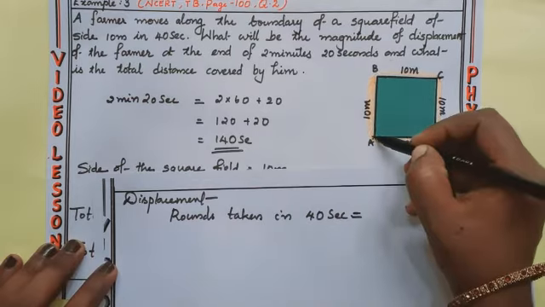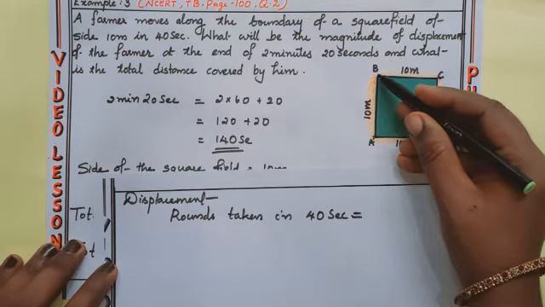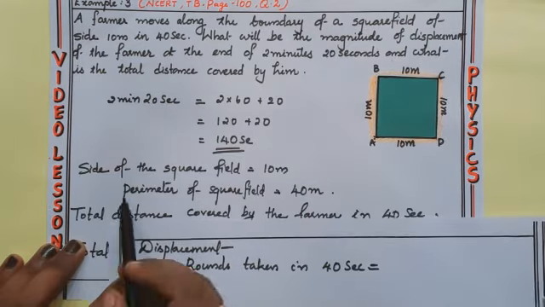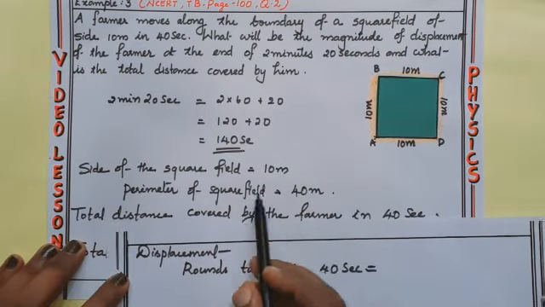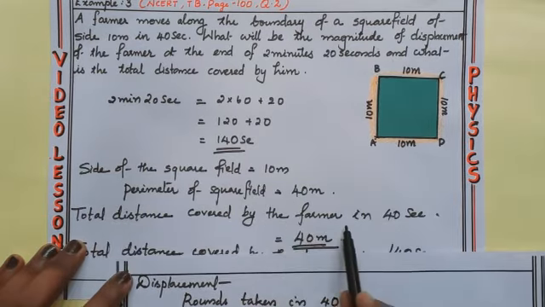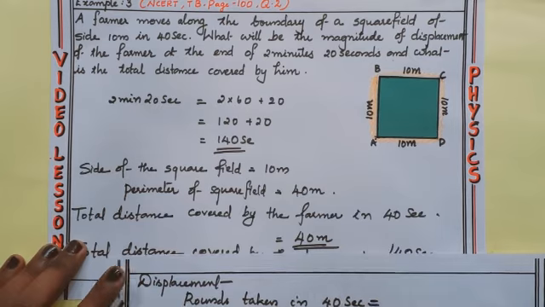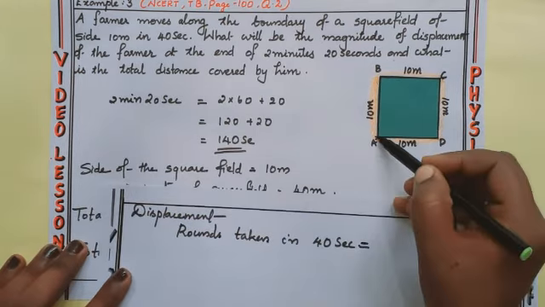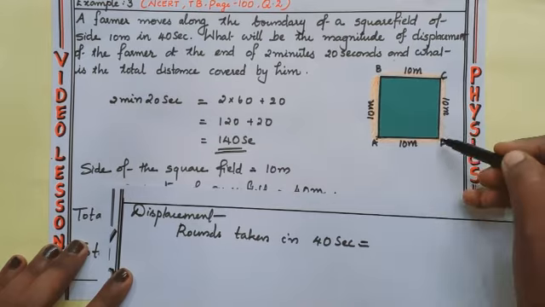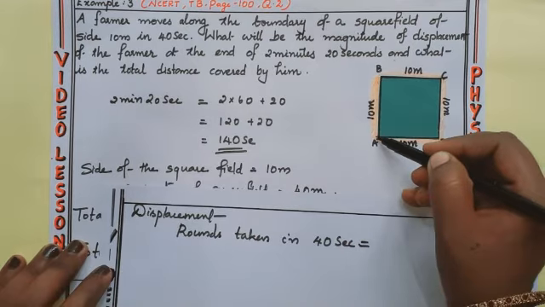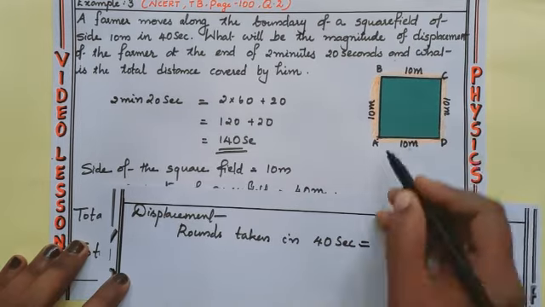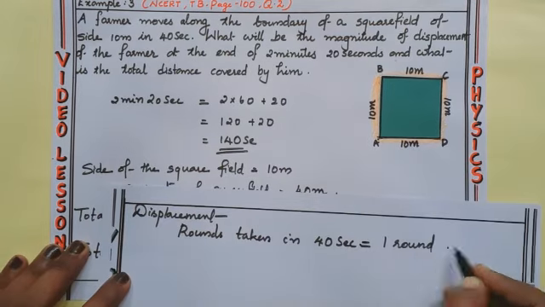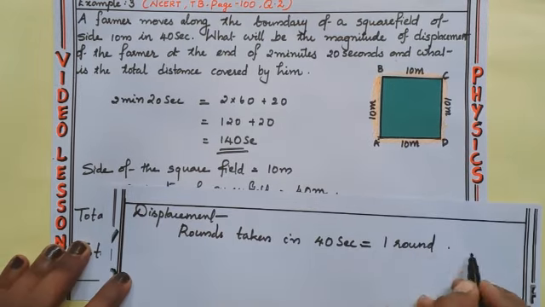Starting from A, then 10 meter. The side of the square field is 10 meter, so the total distance covered by the farmer in 40 seconds is 40 meter. So in 40 seconds, he covered one round. A, B, C, D, then again back to A. So rounds taken in 40 seconds is one round.